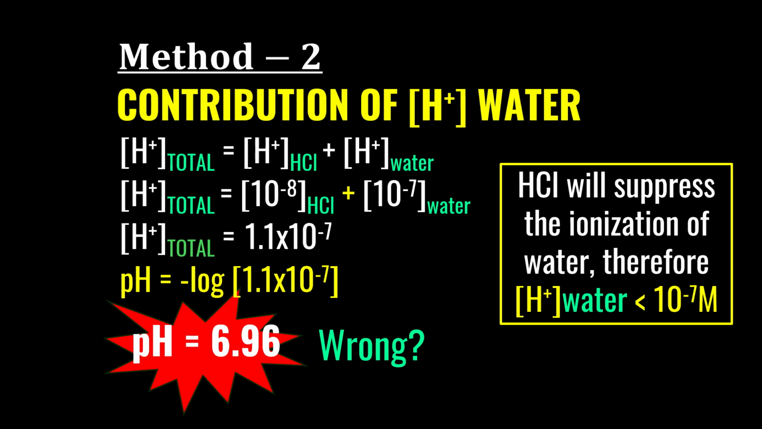And because we have used 10^-7 as the molar concentration of water's hydrogen ion concentration, we have overrated, and therefore the calculation is wrong here also. So what is the contribution, what is the value of the hydrogen ion concentration of water, we will calculate in the next slide accurately.